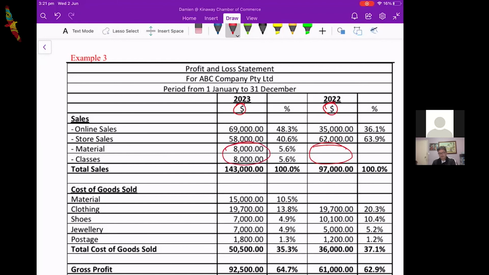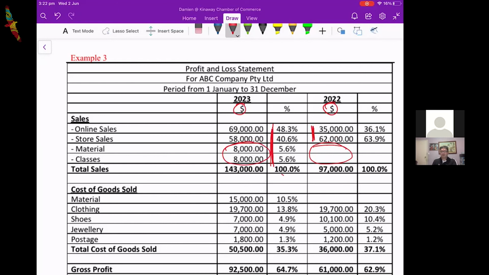So this changes the makeup as a percentage of 100% of what our sales are. Last year, we only had online sales and store sales. Whereas this year, we've got online sales, store sales, materials, and classes. It's going to be a little skewed if we try to compare online sales from last year as a percentage to online sales this year as a percentage.